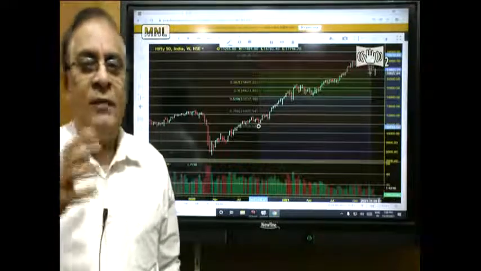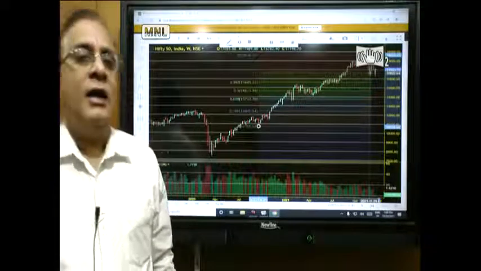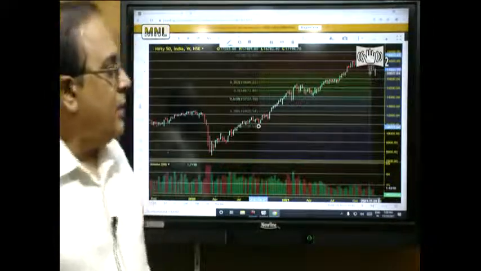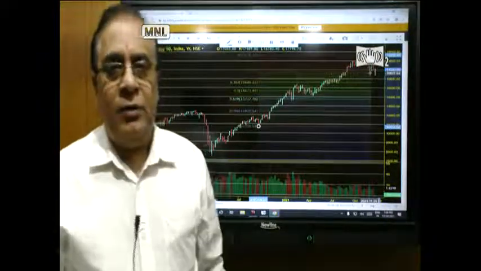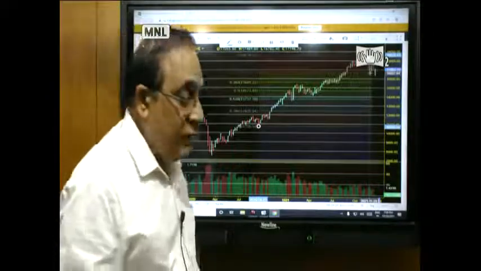But overall, market having corrected by around closer to 12%, it looks ripe for an uptrend again. So I think the market will soon be shaking off all this Omicron fear and will start rallying. Okay. So this is as far as the Nifty is concerned.